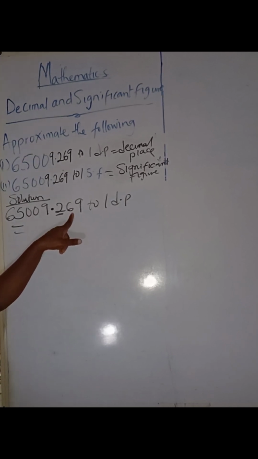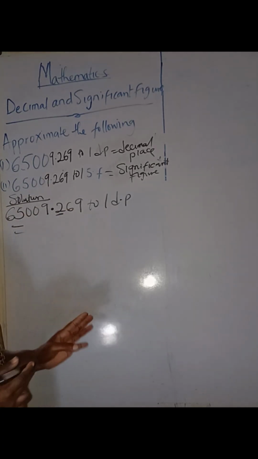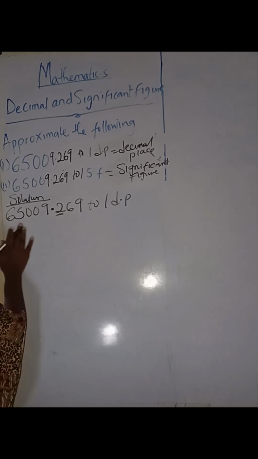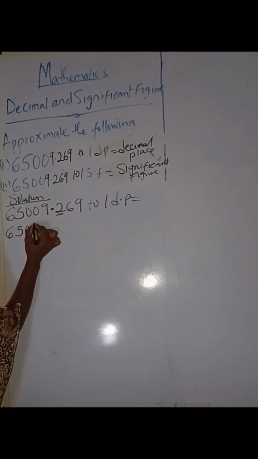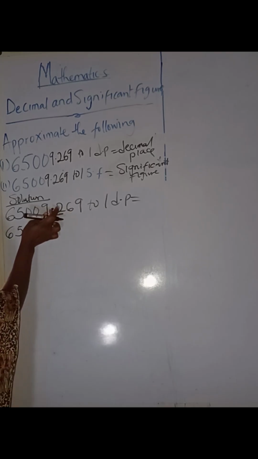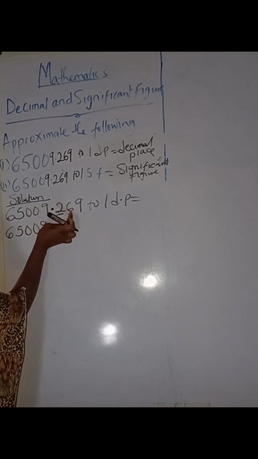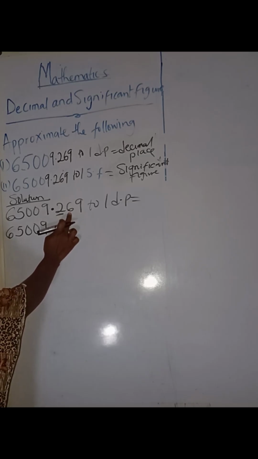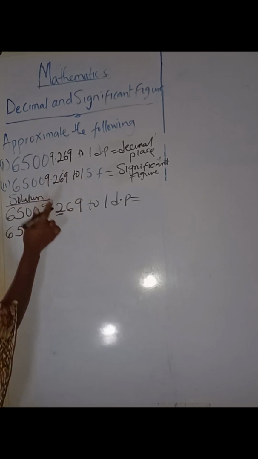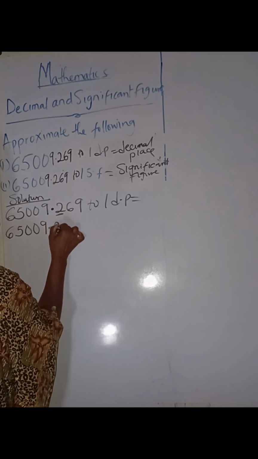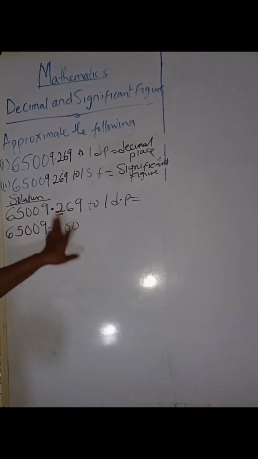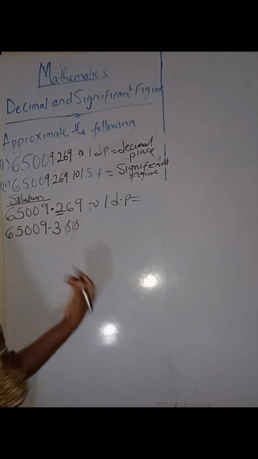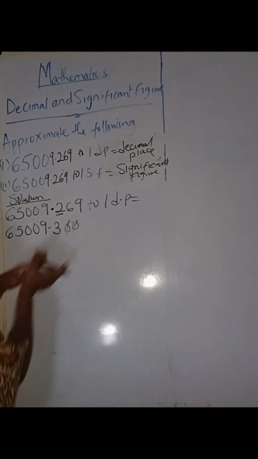But in this case, we have 6. 6 is up to 5. It's even more than 5. So we are turning it to 1. So our answer now becomes 65009.269. This is the first decimal place. This one is up to 5, so we turn it to 1. We now add it to this 2. It will now be 0.3. So the rest will be 0, and we all know that 0 after the decimal point is cancelled. It doesn't have value after the decimal point.